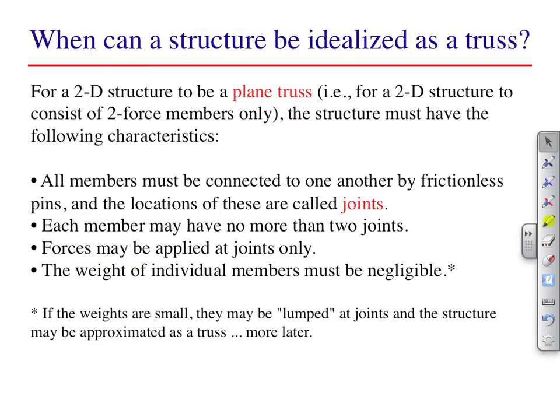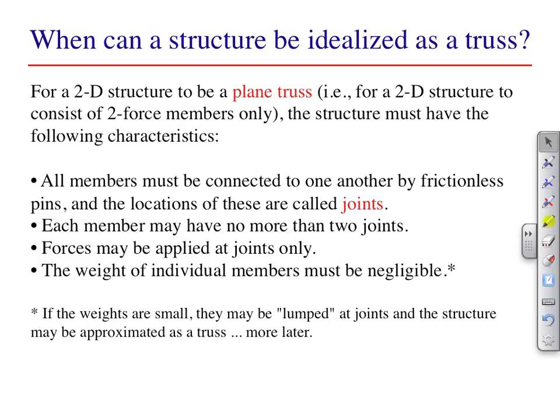This slide summarizes some of the features of two-force members. We can elaborate on some of these bullet points as follows. The first bullet point reads that all members must be connected to one another by frictionless pins, and the locations of these are called joints. The key phrase here is connected by frictionless pins. If a pin is frictional, moments develop as members connected at the pin rotate with respect to one another. The presence of a moment voids the ability to treat the member as a two-force member, hence the connection must be frictionless. Our second bullet says that each member may have no more than two joints.